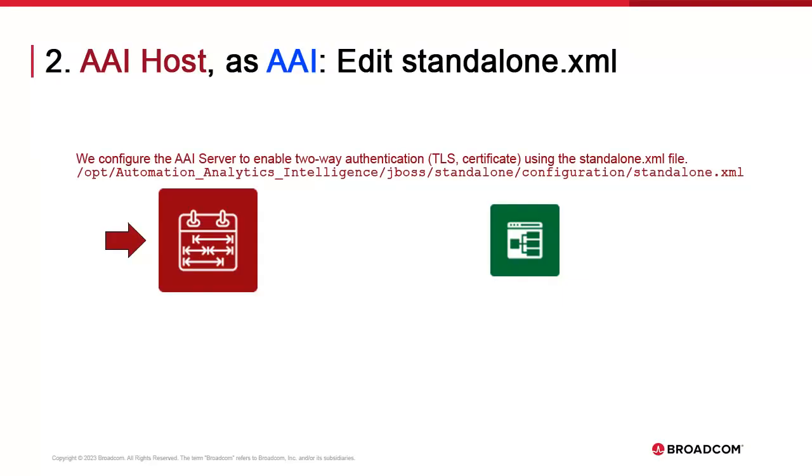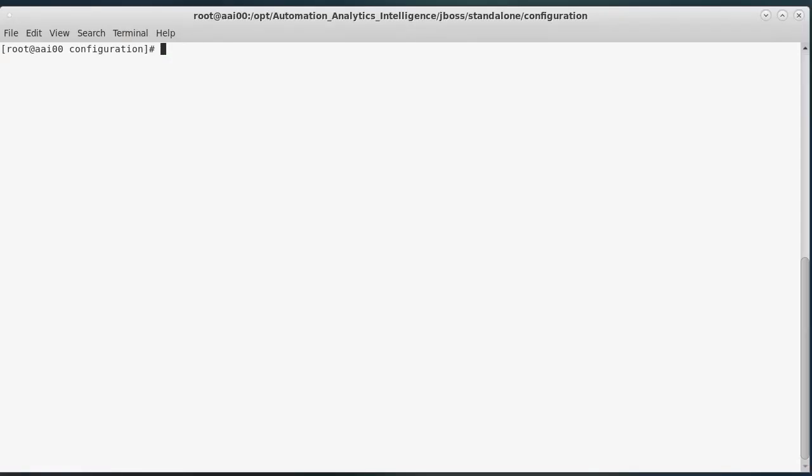Next, we configure the AAI server using the standalone XML file, so it's able to communicate with the connectors over TLS. We edit the file.